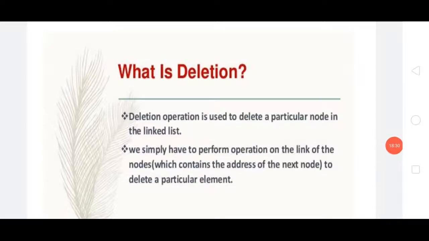The next operation is deletion, or what is meant by deletion. The deletion operation is used to delete a particular node in the linked list. We simply have to perform an operation on the linked list, or the link of the nodes which contains the address of the next node, to delete a particular element.